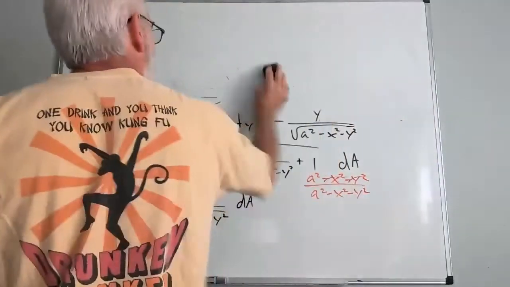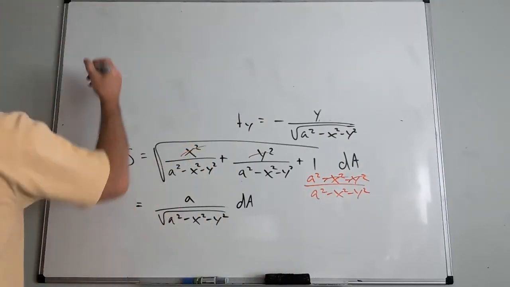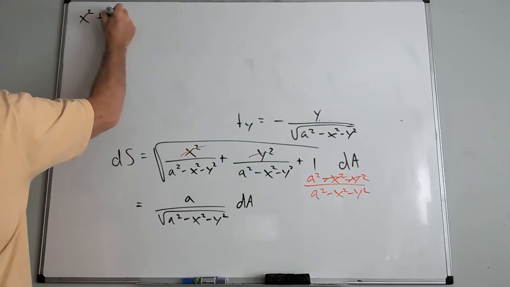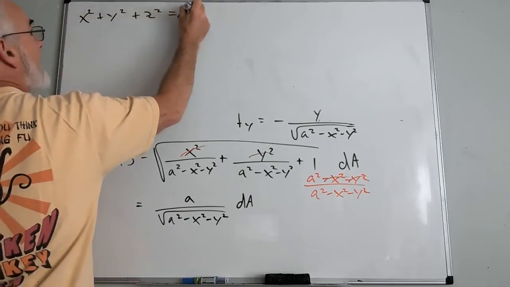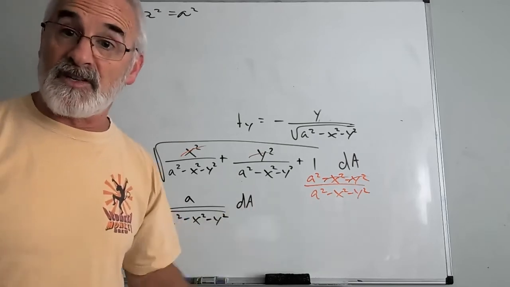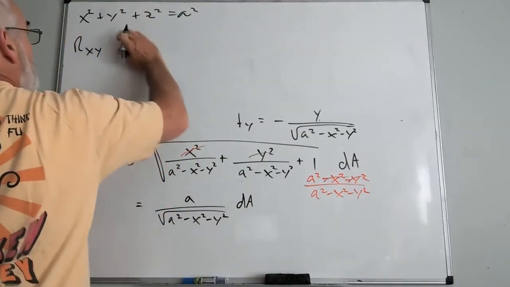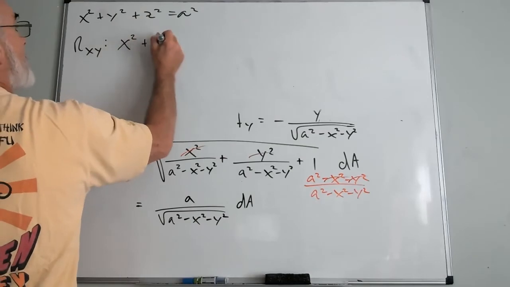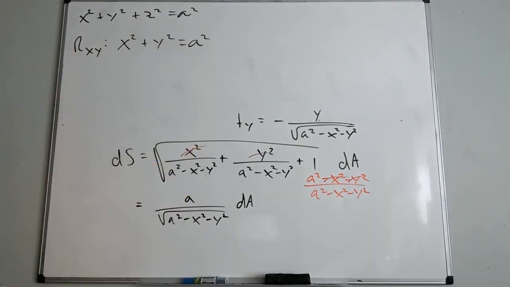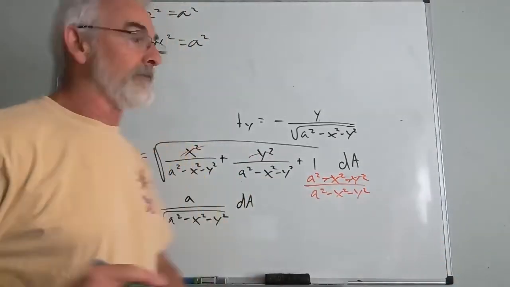Now, what is our region in the XY plane? This is something we have to consider. Okay, remember it's x squared plus y squared plus z squared equals a squared. So our region in the XY plane, that means that the z is 0. Remember, because I said the top half. That means it's just x squared plus y squared equals a squared because z is 0. So my region in the XY plane is a circle of radius a. Remember, it is a sphere of radius a. So the XY plane would be that circle.